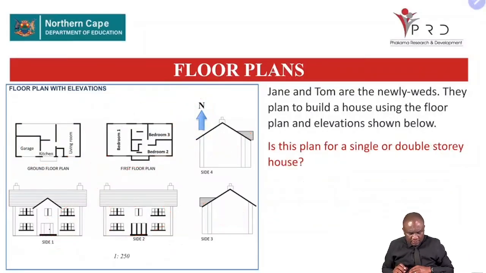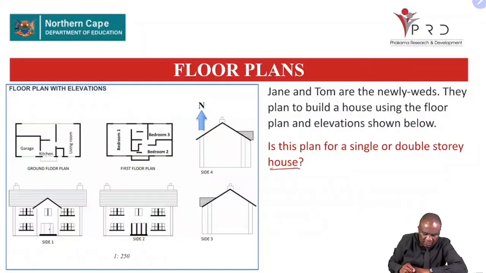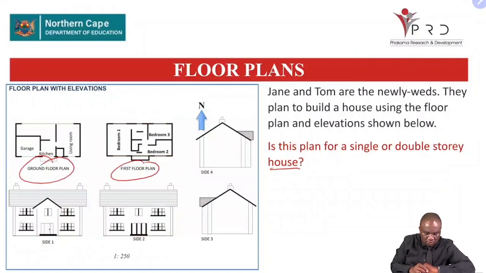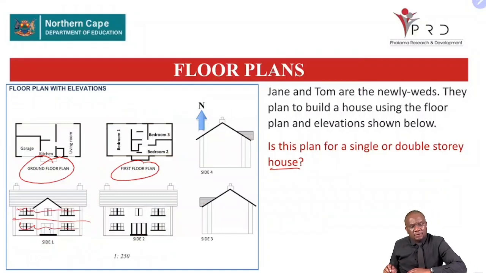All right. And then is this plan for a single or double story house? Double story. We have the ground floor plan and the first floor plan. You can also see here, we have the windows for the ground floor, we have windows for the first floor. You should be able to read all these things from the plans. So we're going to do more questions when it comes to this, especially the use of the bar scale and the number scale, identifying your directions correctly, identifying your elevations correctly.